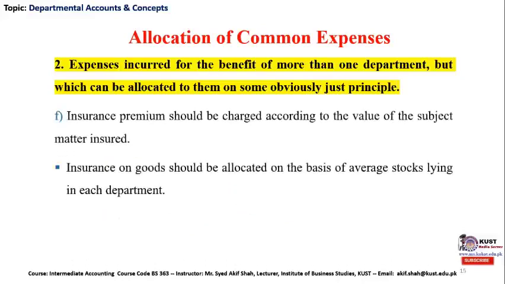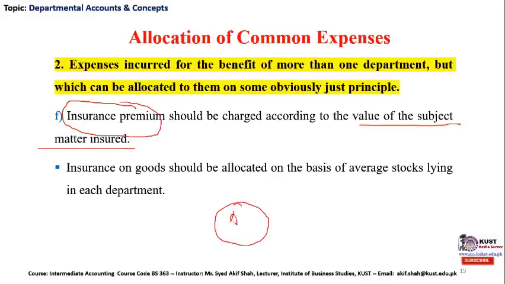Let's discuss condition F for insurance premium, what to do and how to allocate insurance expense. This should be charged according to the value of the subject matter insured. Whatever subject matter related to Department A has been insured for a specific product, such insurance expense should be treated in Department A's profit and loss statement, and this should not be treated in Department B.